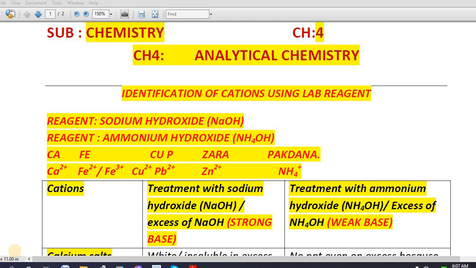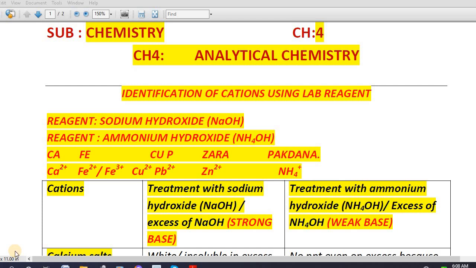Hello students, today we are going to take up the topic Analytical Chemistry. This is chapter 4 of ICSE Chemistry. First of all, we would like to understand the meaning of Analytical Chemistry. This term comes from analysis. Analysis means to find, to determine the chemical components present in any salt.